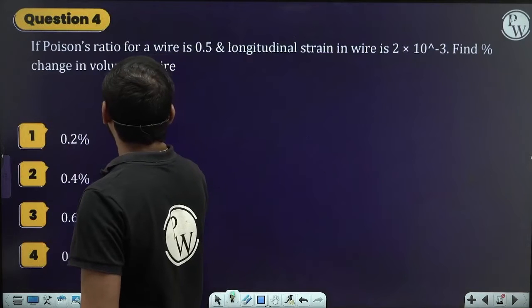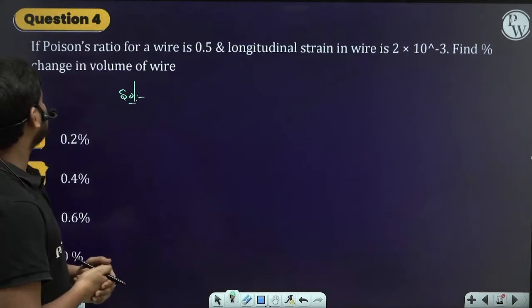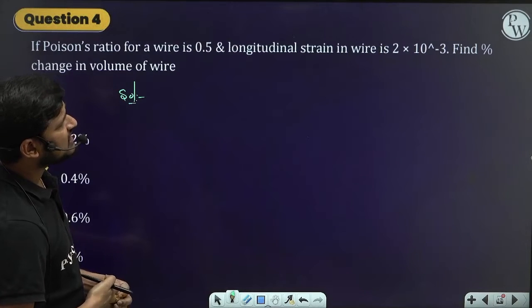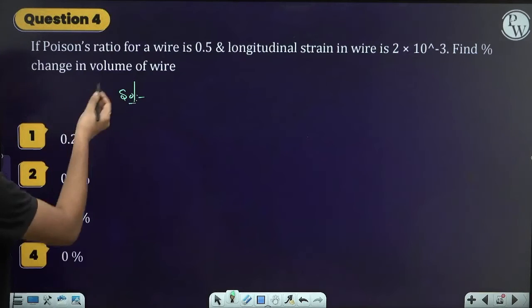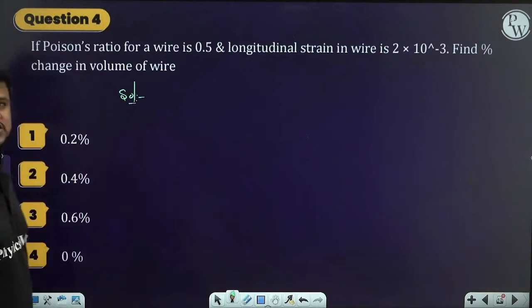So let's try this question on your own, guys. If the Poisson's ratio for a wire is 0.5 and the longitudinal strain in the wire is 2 into 10 to the power minus 3, then what is the percentage change in the volume of the wire?